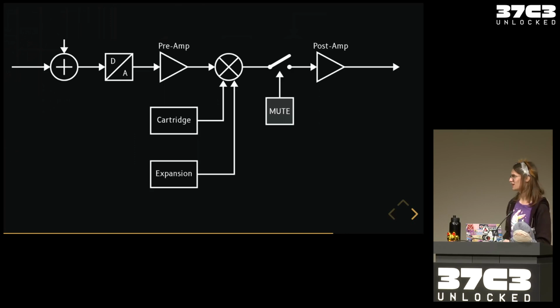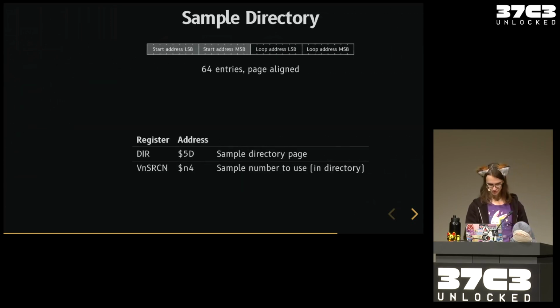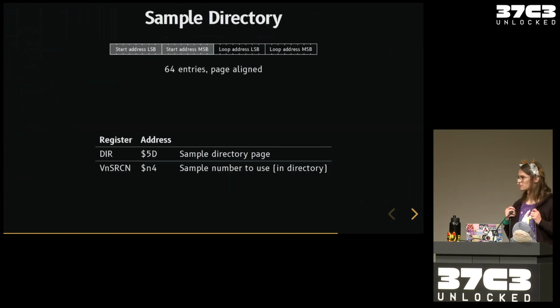But after the main mixer, we get the master mute switch, which is controlled by software, and also the post amplifier then passes that signal into the various output streams like the RF generator and the RCA jacks. Yeah, so that's the entire pipeline, and now I'm going to explain the various parts that we haven't looked at in detail yet. First of all, how are BRR samples actually found and played?